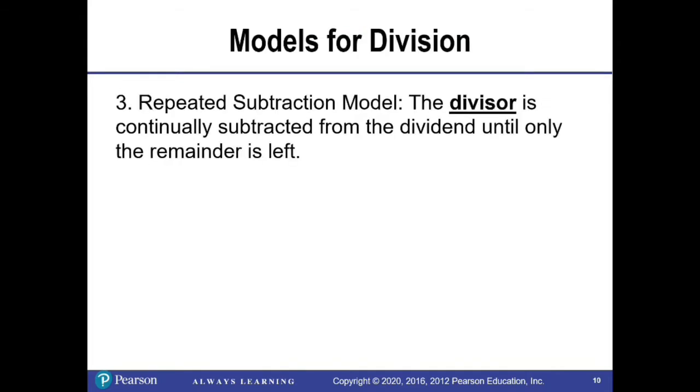Our next model for division is called our repeated subtraction model. So what we do here is we repeatedly subtract the divisor from the dividend until we have only our remainder left.